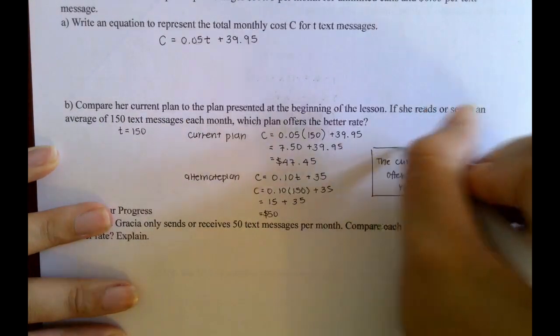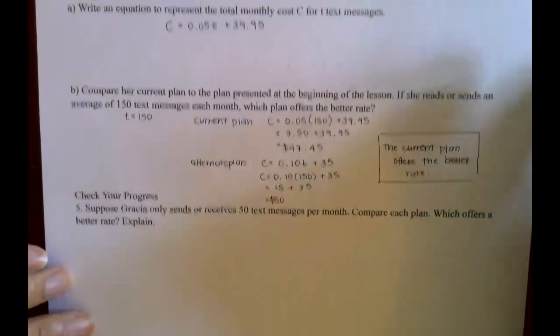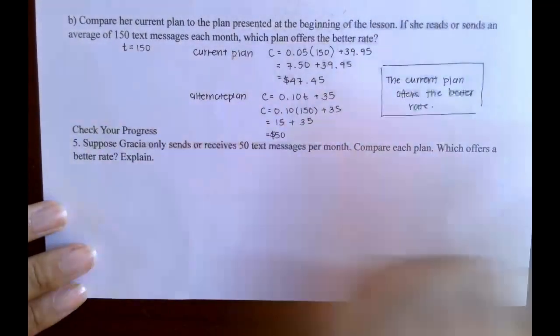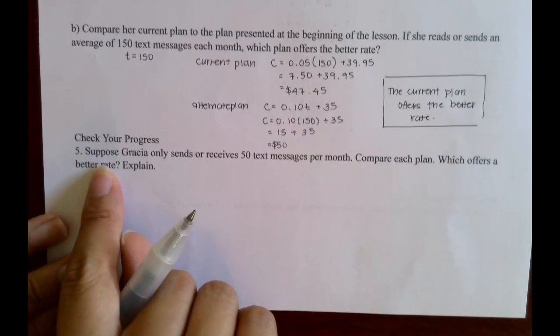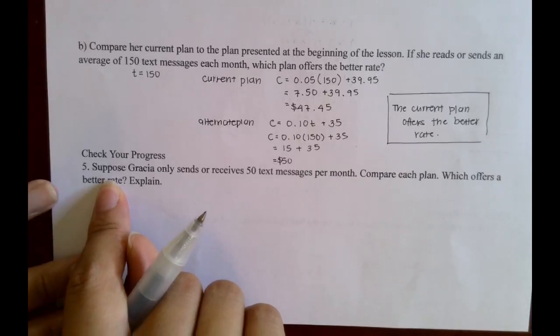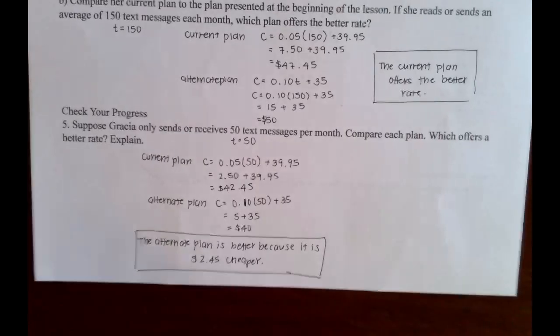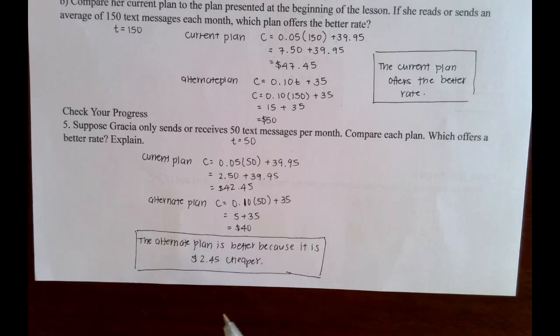And there you go. Okay, so here you're going to do CYP 5. You should have gotten that the alternate plan is cheaper, and the reason why is because it's actually $2.45 cheaper than the current plan. If you got that right, you can move on to your homework. If not, here's your explanation.